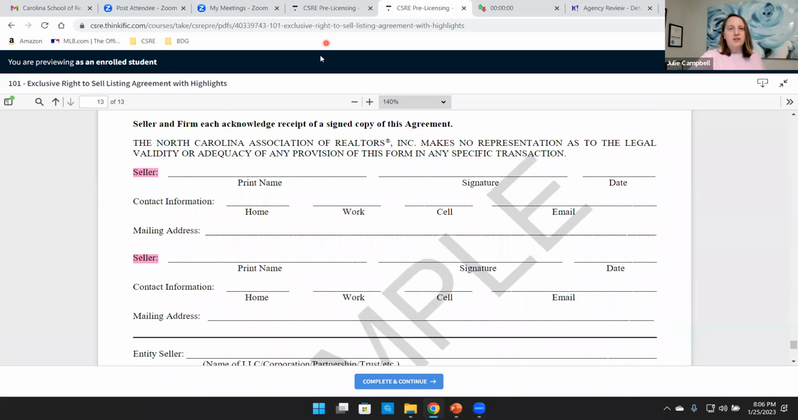And then we've got some signatures. I have places for two sellers to sign, print their name, sign and date, and any contact information. If you have more than two sellers, we have something called an additional signature addendum. So if you have more than two sellers, you can add the additional signature addendum. I think there's 8 places for signatures on that. So now you've got 10 sellers signing it. If you need more than 10, you add another additional signatures addendum.